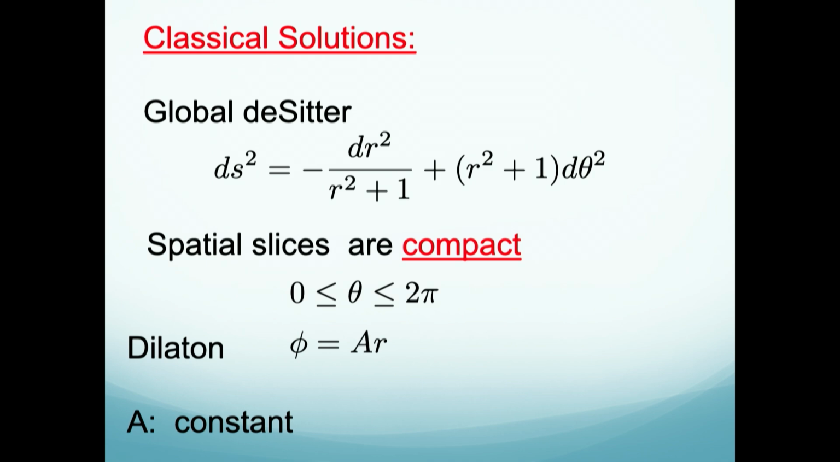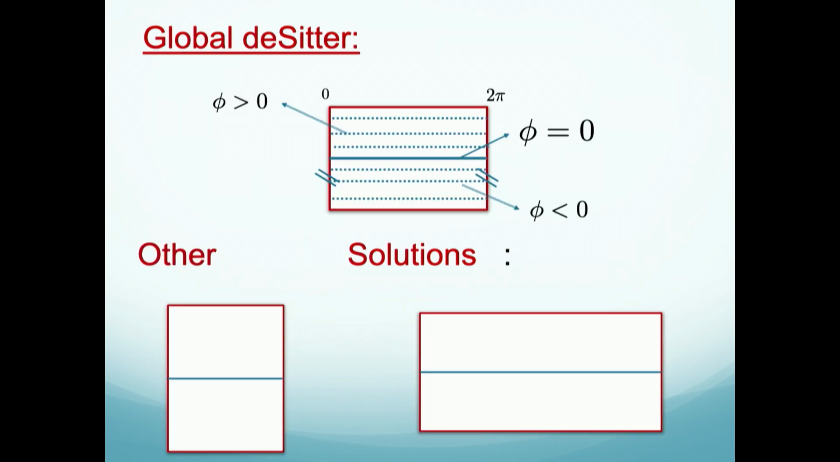This is global deSitter, and I've written it in these coordinates r and theta because the dilaton then is just proportional to r. D by d theta, as you can see, is a killing vector, and in global deSitter, it takes a total range 0 to 2 pi. So this is the Penrose diagram of global deSitter in 2 dimensions. It's a rectangle, not a square. And one can think of it like this.